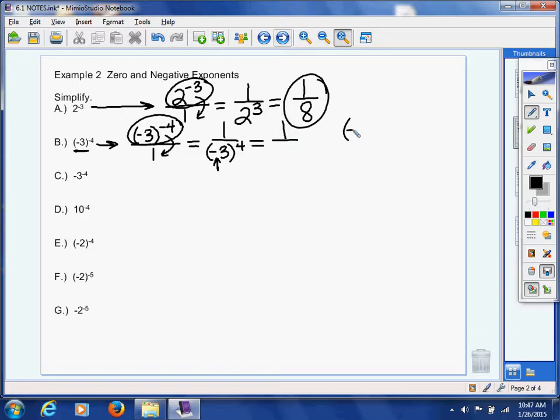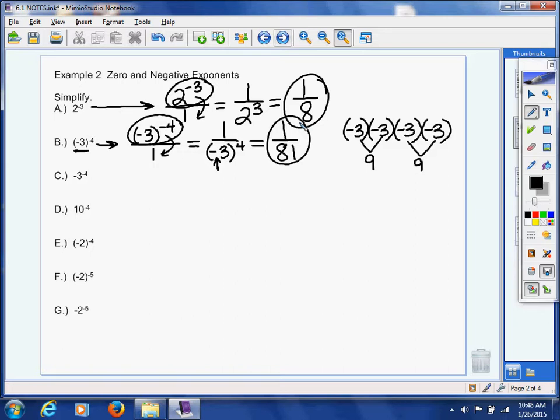So remember, that's really very simply negative 3 times negative 3 times negative 3 times negative 3. It's negative 3 multiplied by itself 4 times. And so let's look at the first two, which will give you positive 9, and the second two give you positive 9. And 9 times 9 is positive 81. So some of you are probably wondering, how did we get a negative number that ended up being positive?